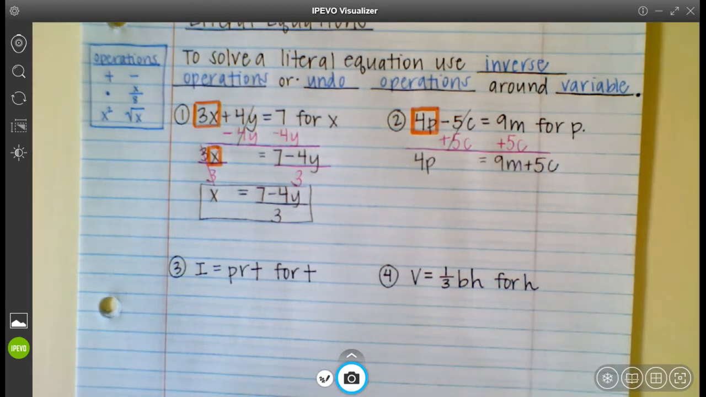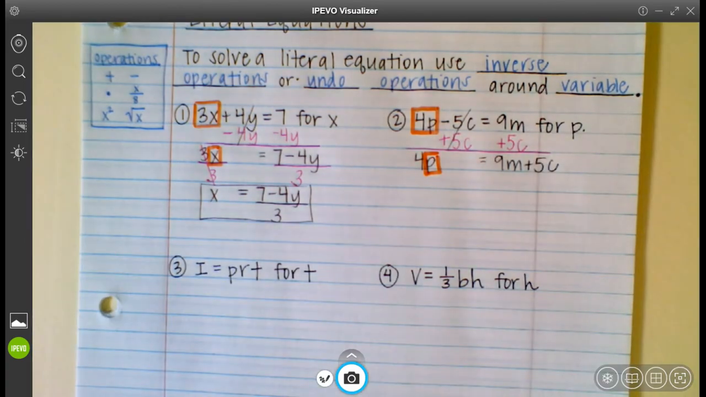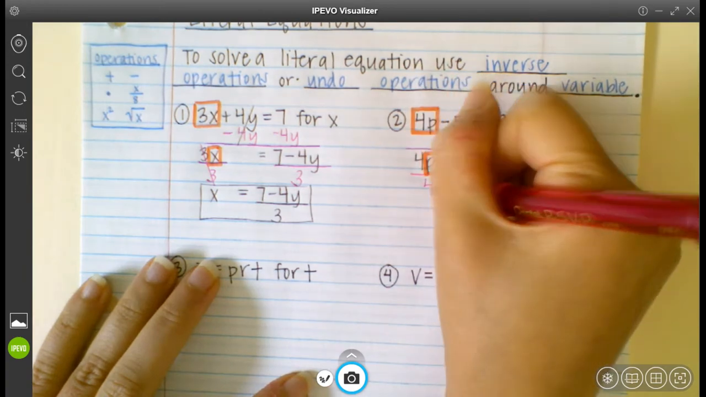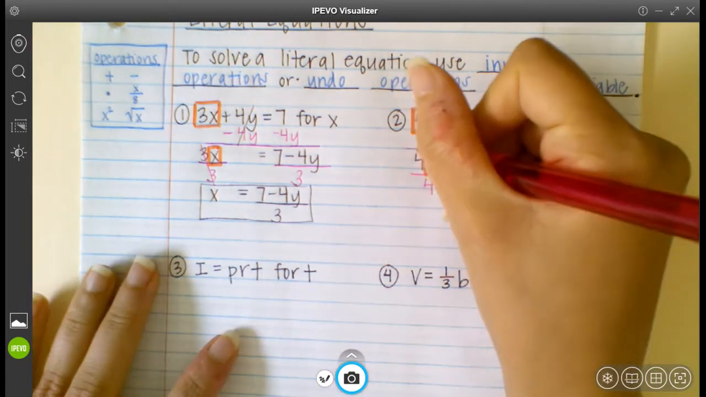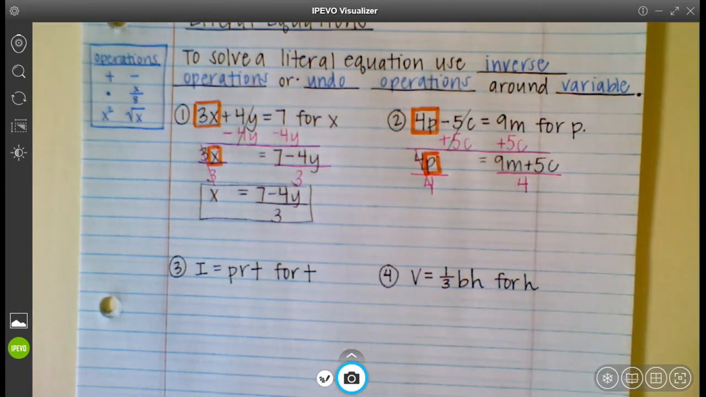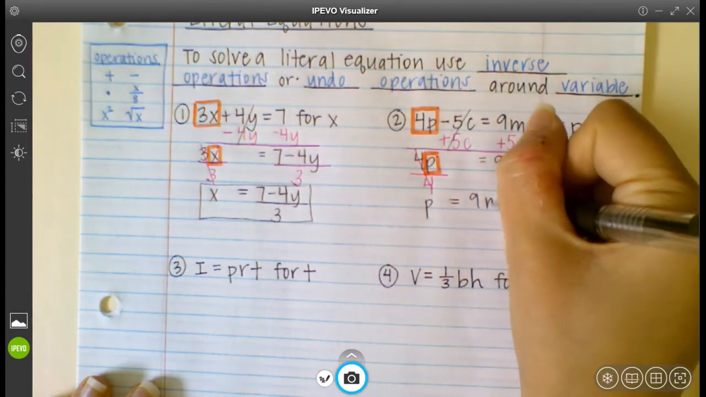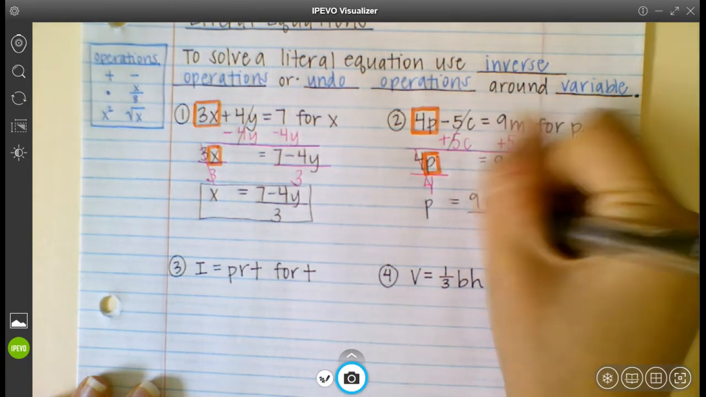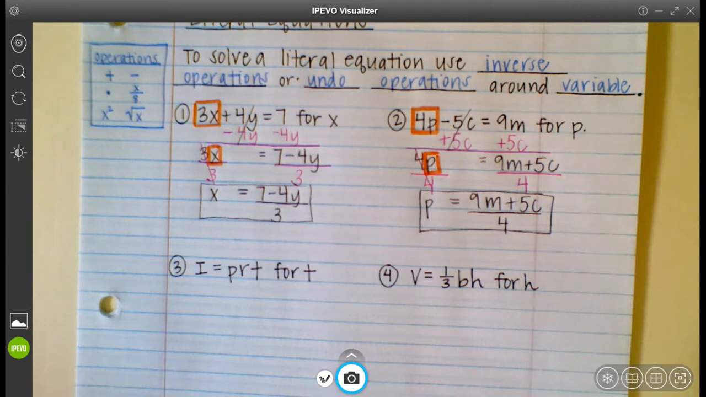Now, to get p completely by itself, we need to undo that operation of multiplying by 4. And to do that, we divide by 4 on both sides of our equal sign. Again, divide everything on the right side by 4. So we are going to be left with p equals 9m plus 5c, all divided by 4. We successfully got p completely by itself, so we have solved completely. All right, so let's take a look at number 3.